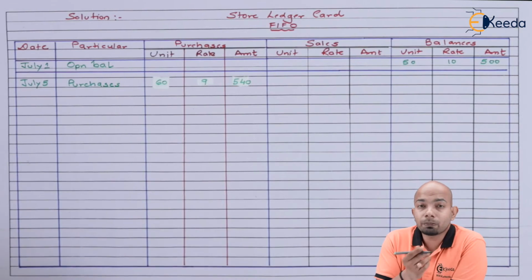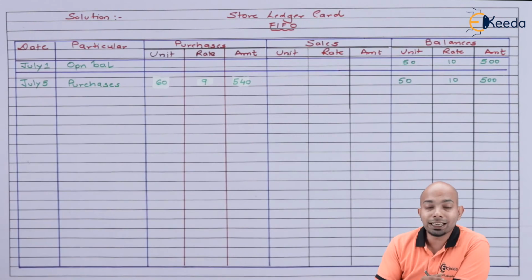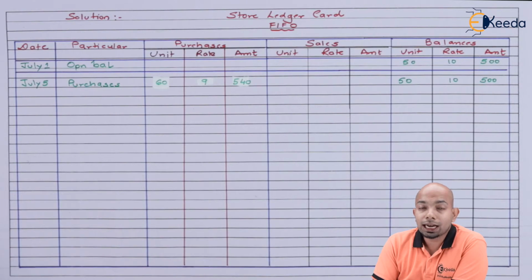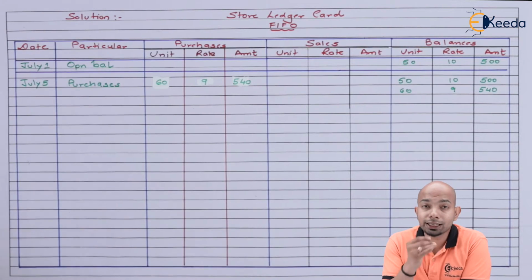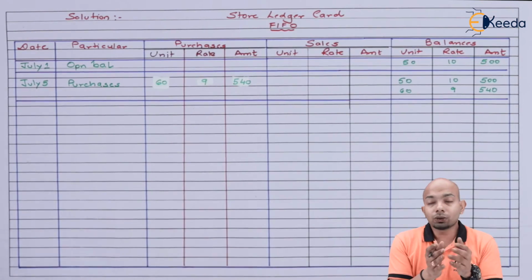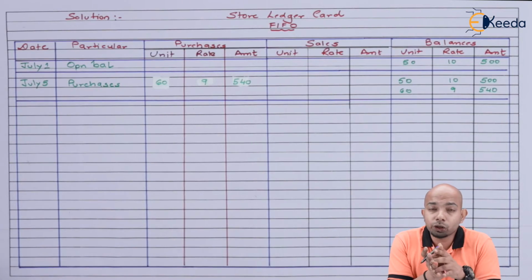So on July 5, the balance here is mentioned as the earlier balance, the 1st July, that was 50 units at the rate of 10 per unit. And additionally, we purchased 60 units at the rate of 9 per unit. So that is the balance that has been mentioned. Let's cut a line here and then go on to the next date. Now the reason why we have cut the line here is so that you can understand how the working is going to be when it comes to the sales part of the FIFO method.